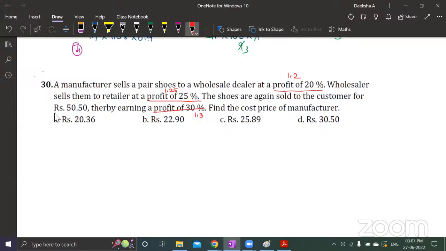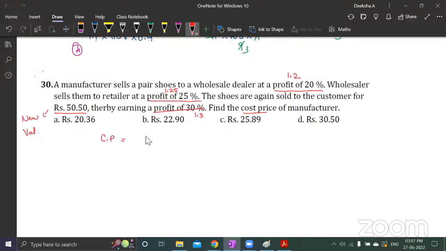Now what is this amount given? This is the cost that the final customer is paying. So this is the new value, the final value. You are supposed to find the cost price of the manufacturer, meaning the original value, which is the old value. So we will find the cost price of the manufacturer.